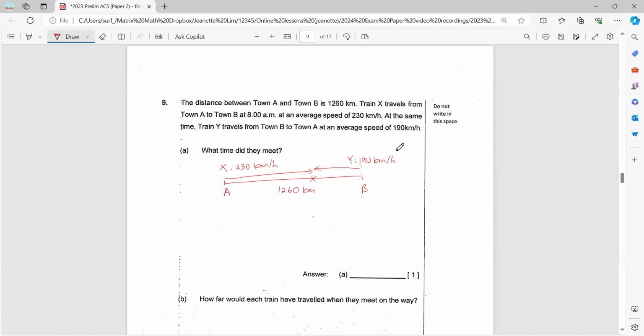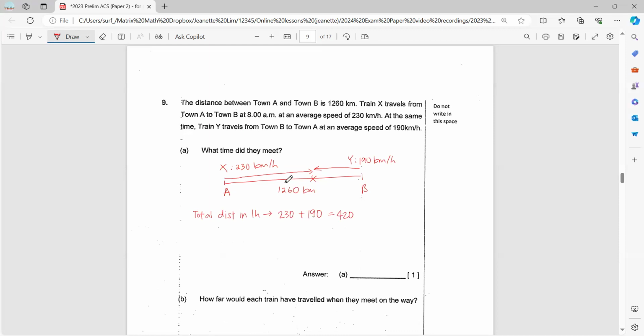Y can cover 190 km in 1 hour. So in 1 hour, if they were to travel together towards each other, the total distance that they are going to cover in 1 hour will be 230 plus 190, which is 420. Okay, so 420 is the total that they can cover in 1 hour, but the total distance that they are supposed to cover is 1260.